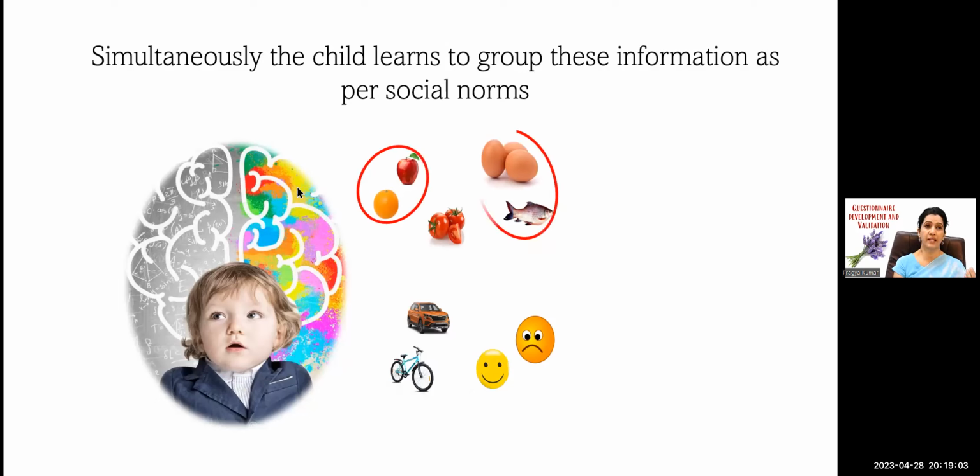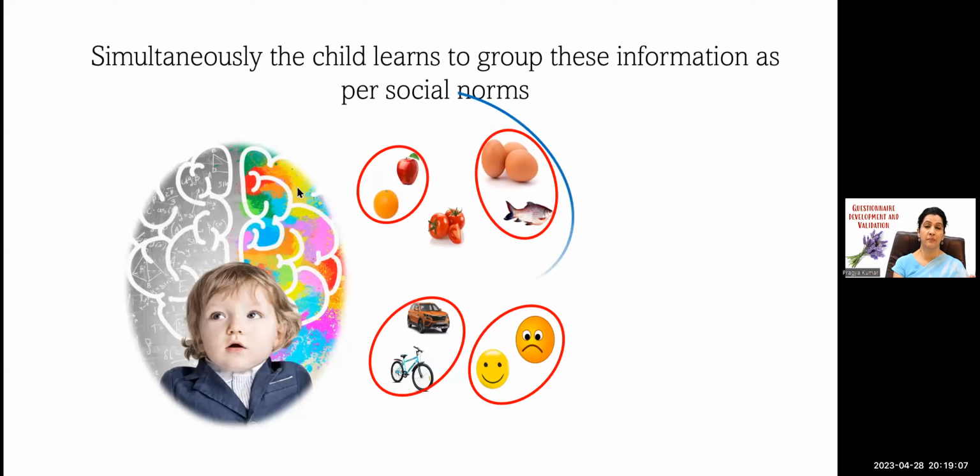Like a child may say that these two, apple and orange, are eatables, maybe egg and fish are non-vegetarian items, and all these three, if you club together, are under something which we eat. Then the cycle and the car are transport, and the two emojis, very angry and happy, are maybe the emotional part.